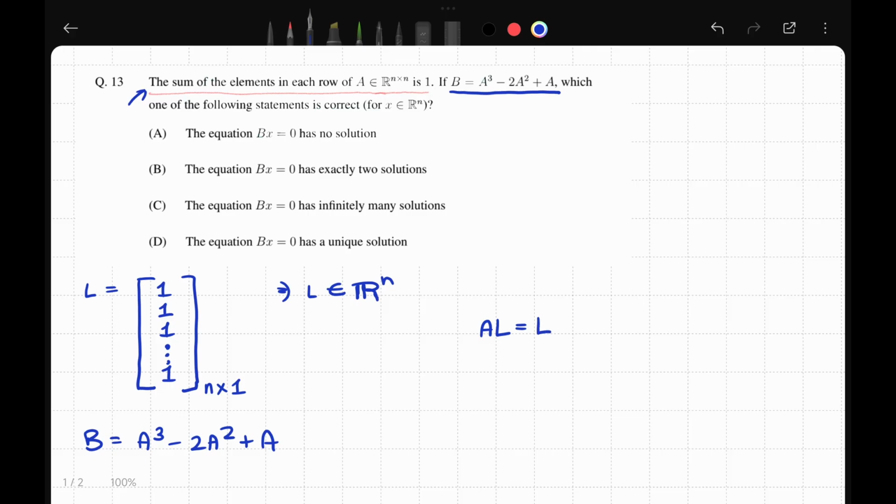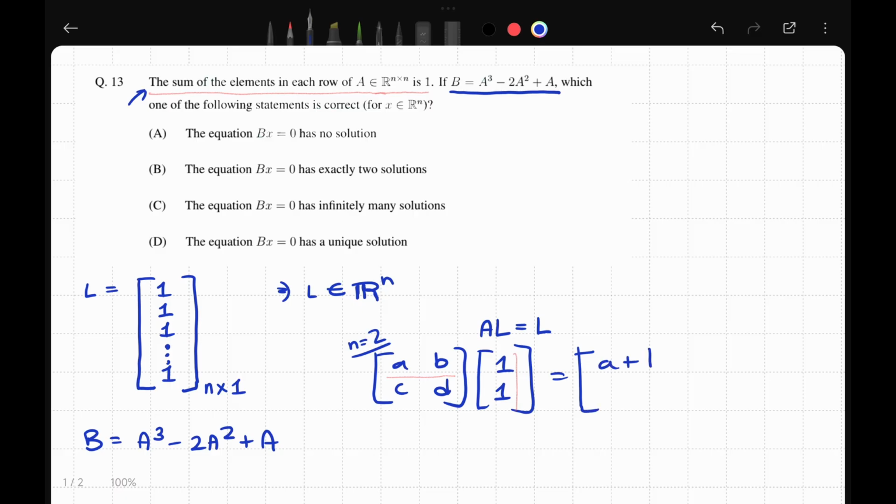Because, say, consider n as 2. So you have 4 elements here. Say you have A, B, C, D. So in this case n equals 2, right? And your L here will be 1 comma 1, right? Now if we multiply these two, what will happen? So this and this, you will have A plus B, and you will have C plus D here, right?